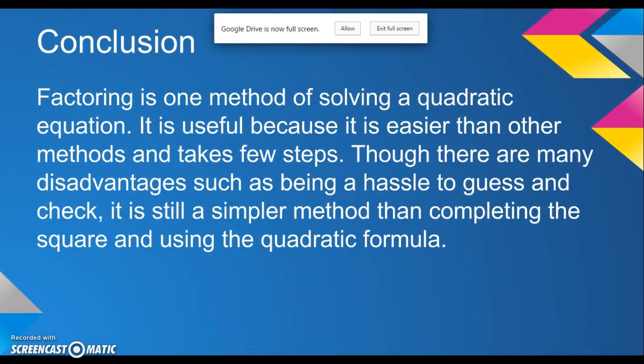So in conclusion, factoring is one of the methods of solving a quadratic equation. It is useful because it is easier than other methods and takes fewer steps. Though there are many disadvantages, such as being a hassle to guess and check, it is still a simpler method than completing the square and using the quadratic formula, other methods of solving a quadratic equation. Well, I hope this video really helped you, and now you know much more about factoring and how to factor to solve a quadratic equation.